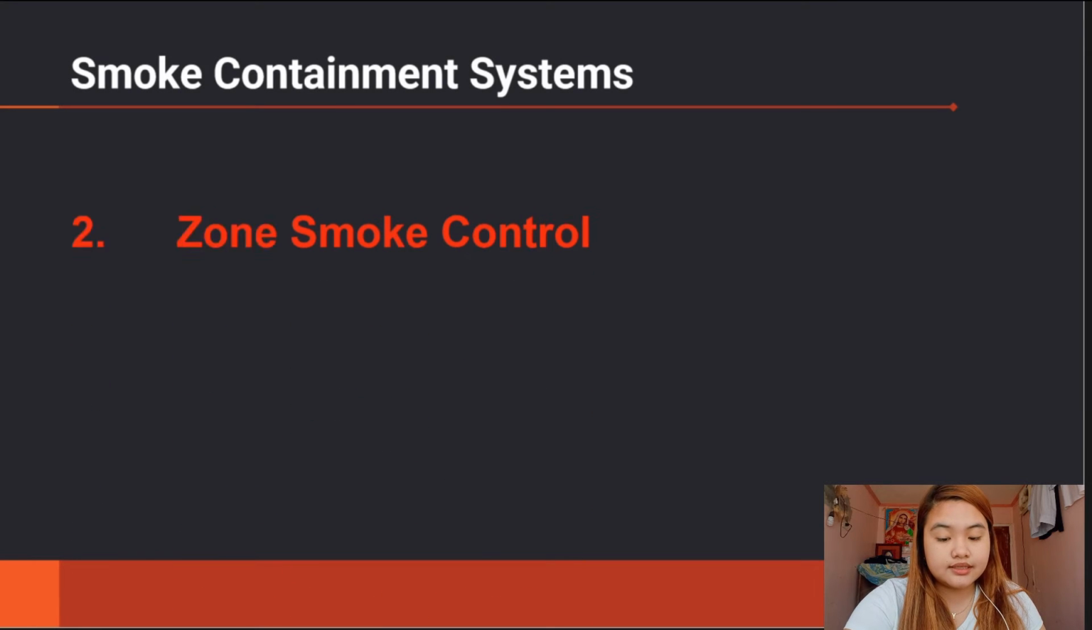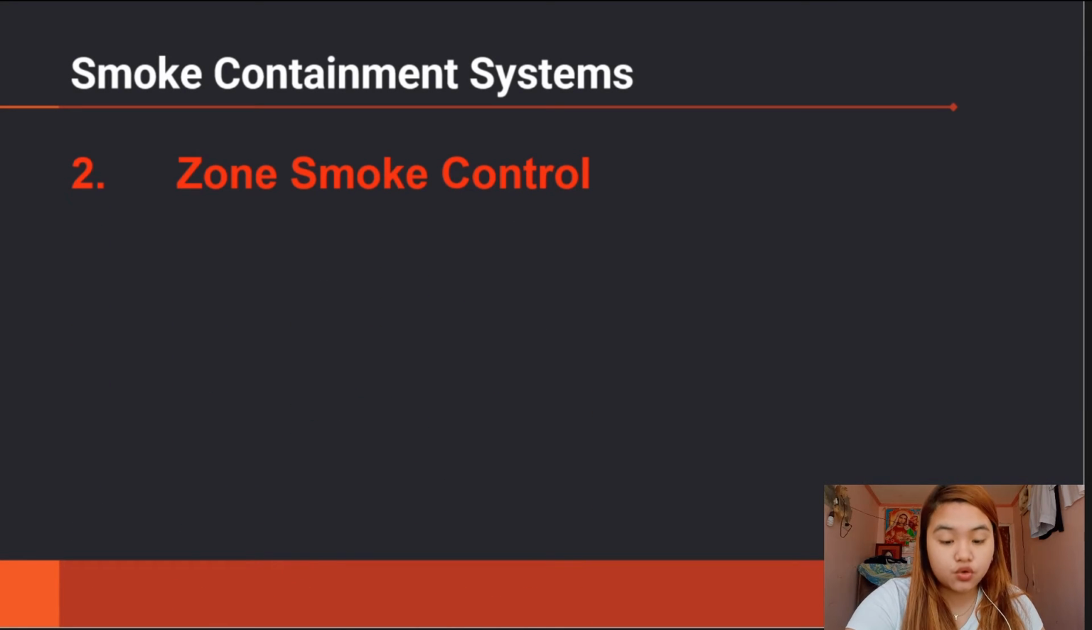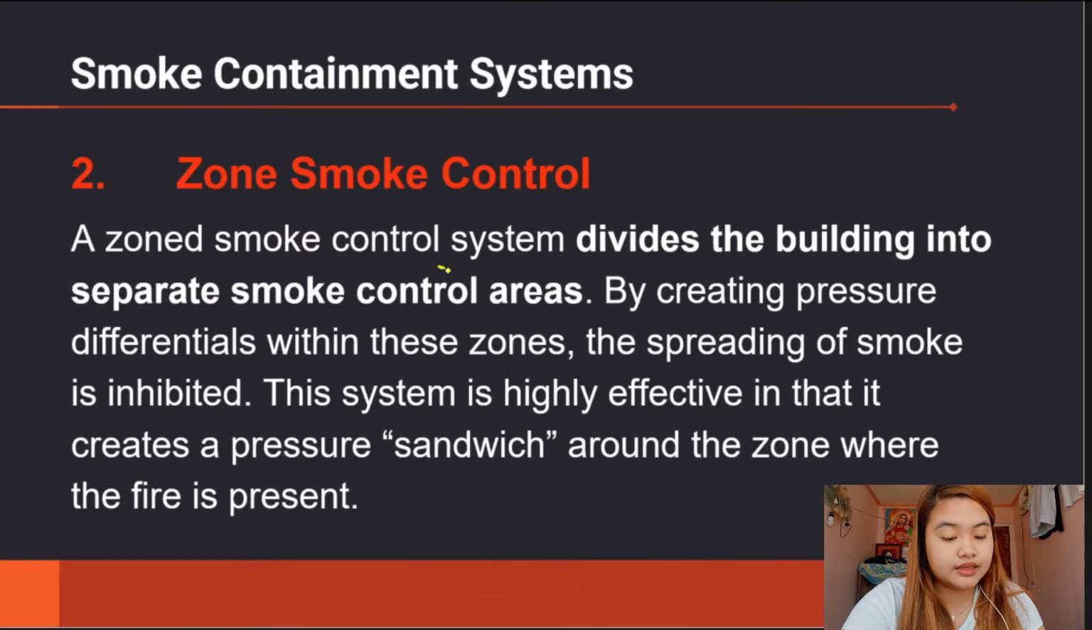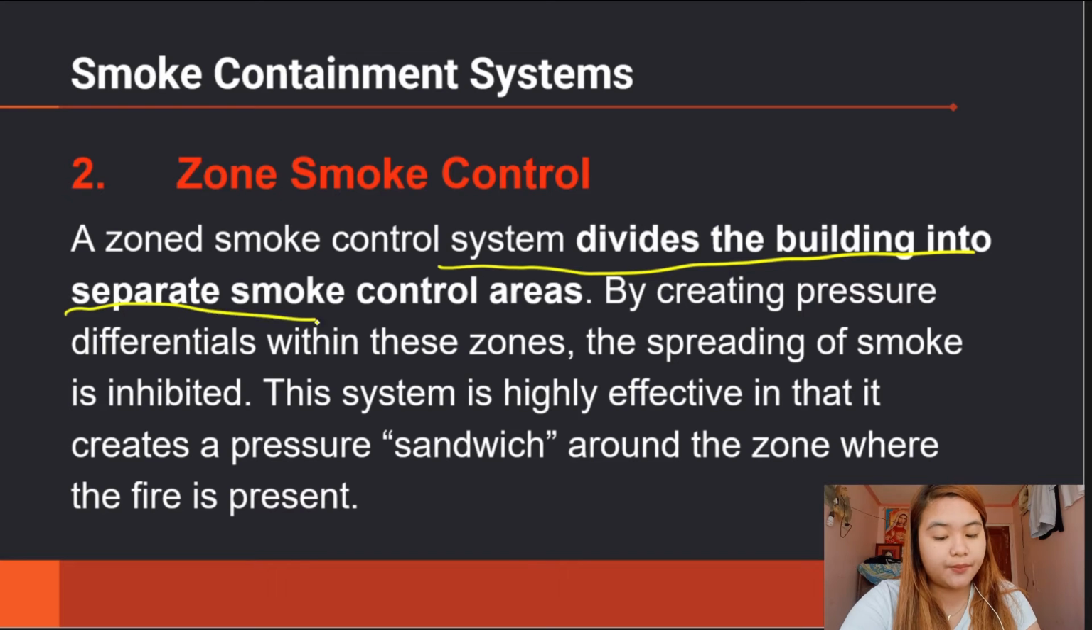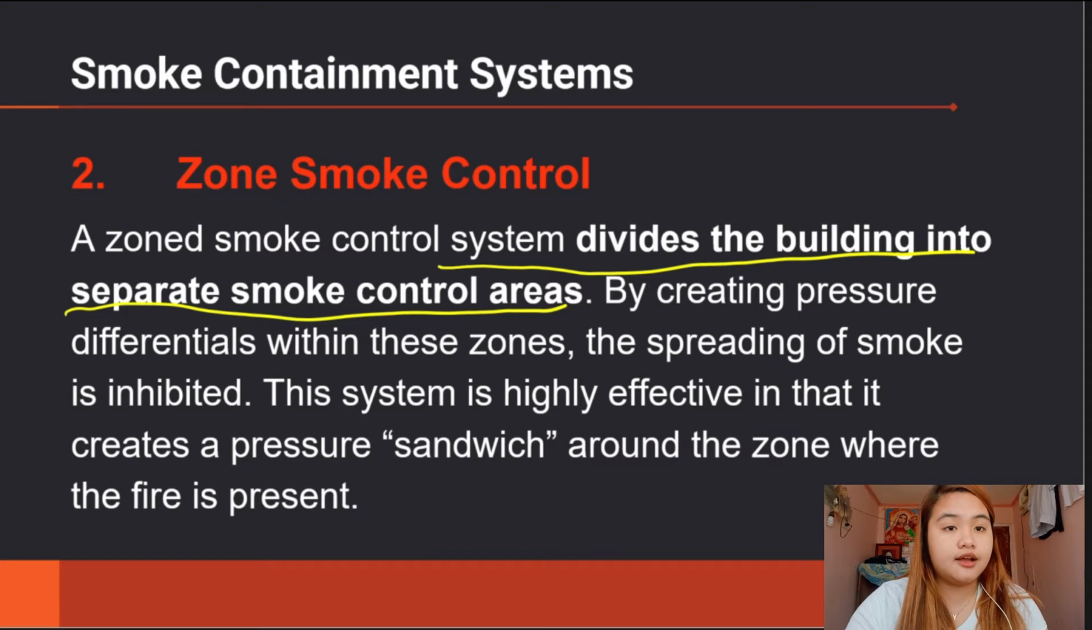The second one is the zone smoke control. This is a system that divides the building into separate smoke control areas by creating pressure differential levels within these zones, so that the spreading of the smoke is inhibited. This system is actually creating a pressure, the one we call a sandwich, so that the zone where the fire is present is sandwiched.